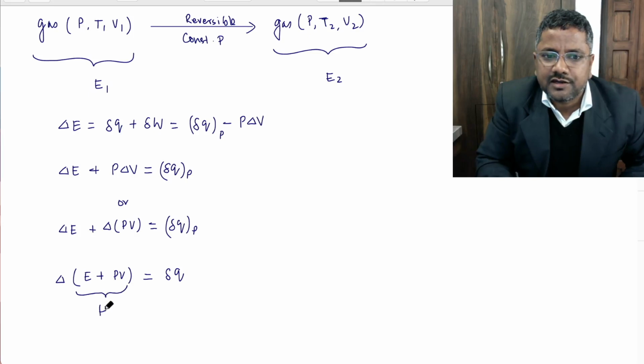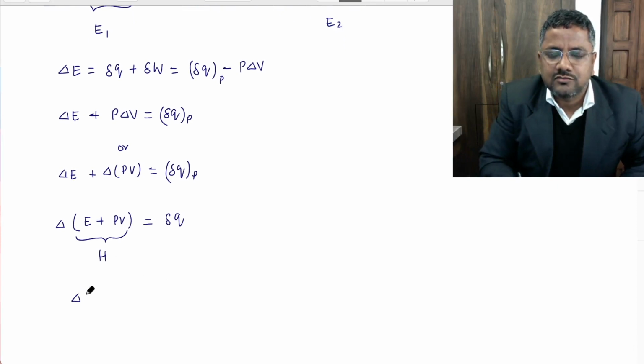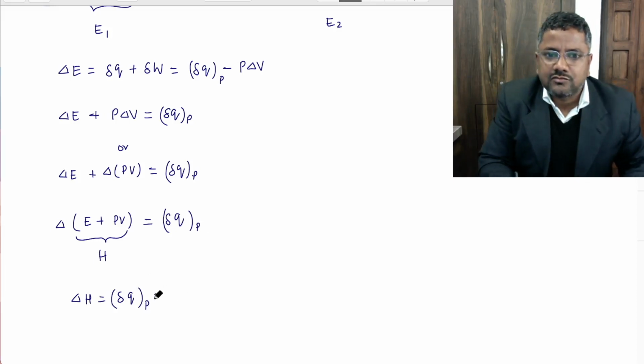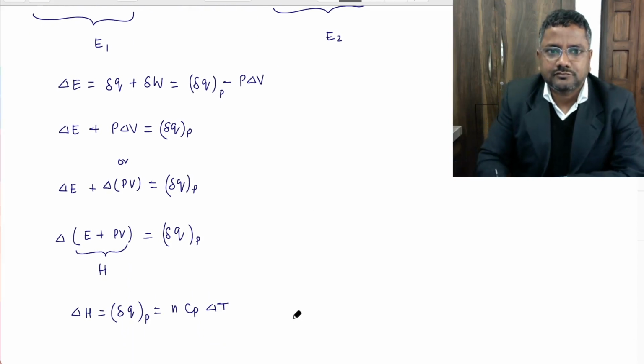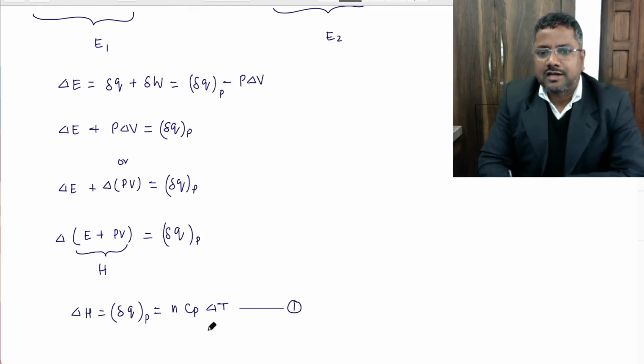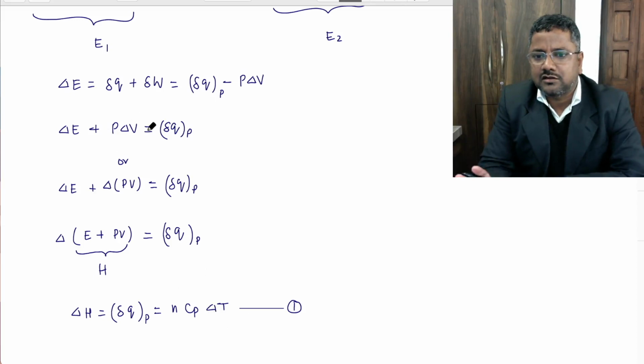So at this place we can write H. So delta H is equal to delta Q at constant pressure, which is equal to n Cp delta T, right? n Cp delta T. So this is the master equation. Here you can only take what? PV work, not any other kind of work.